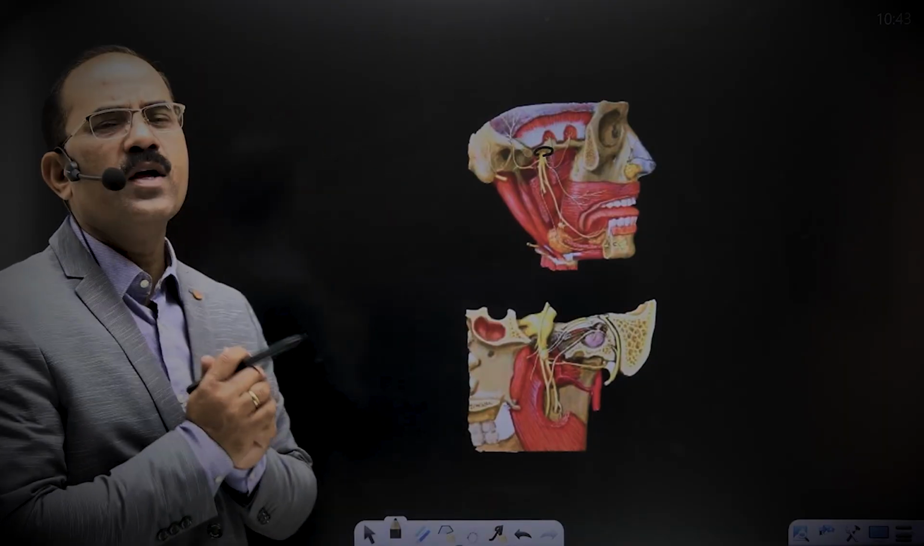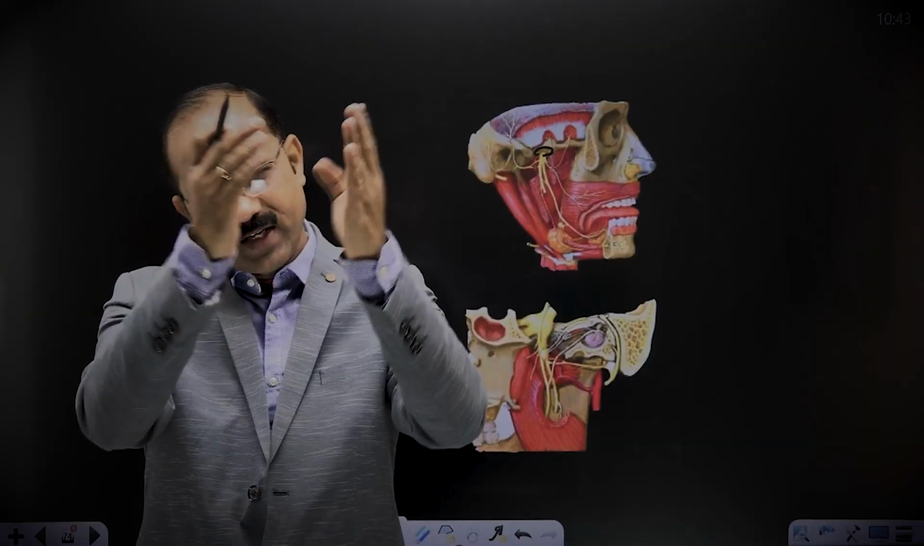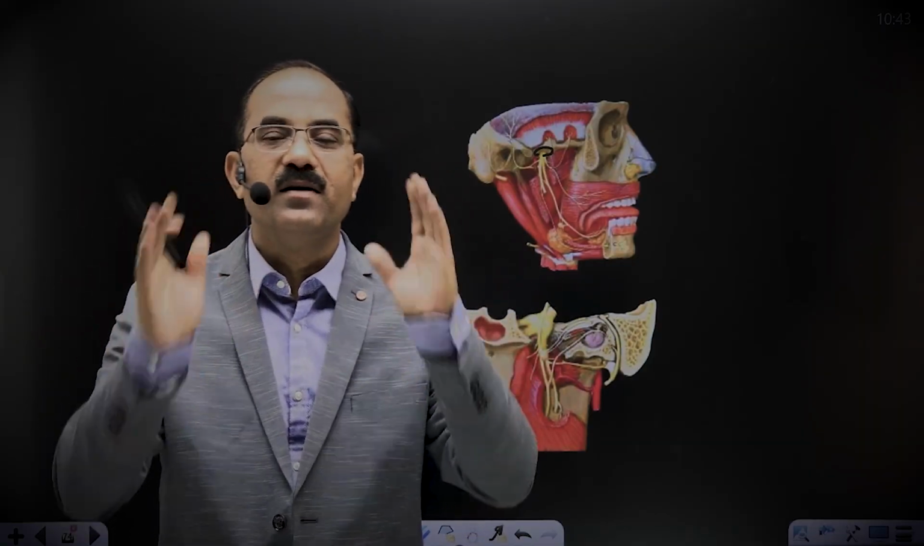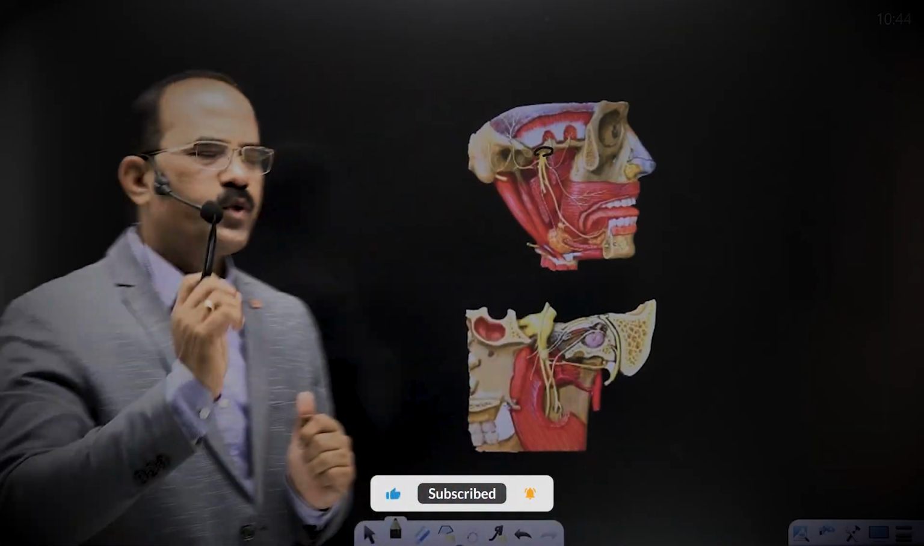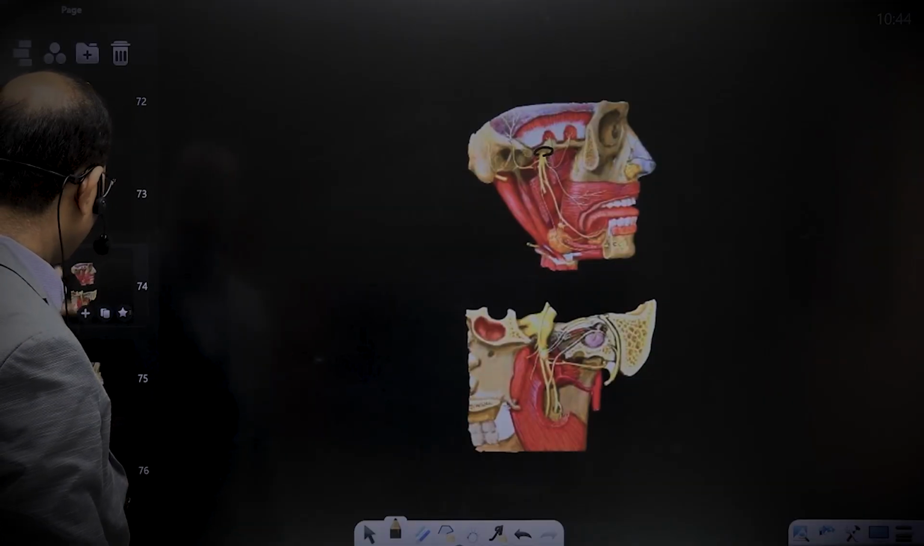Now, this mandibular nerve will have a main trunk. It has a main trunk when it gets out, and then it divides into anterior and posterior divisions. Students, be very clear about the mandibular nerve. It has a trunk, anterior and posterior divisions. Fine. Now, students, just try to understand the branches of the mandibular nerve that we're discussing now.